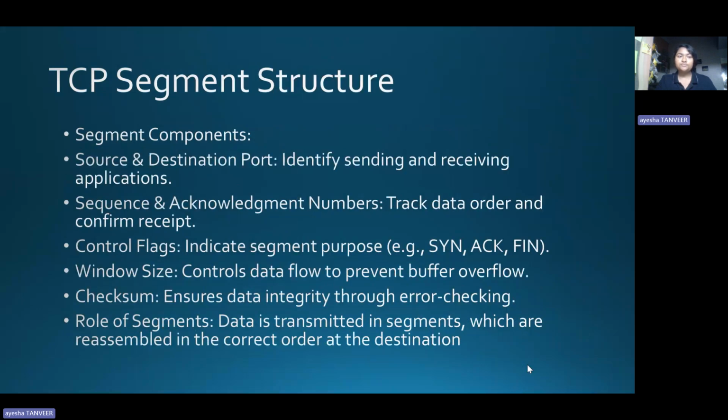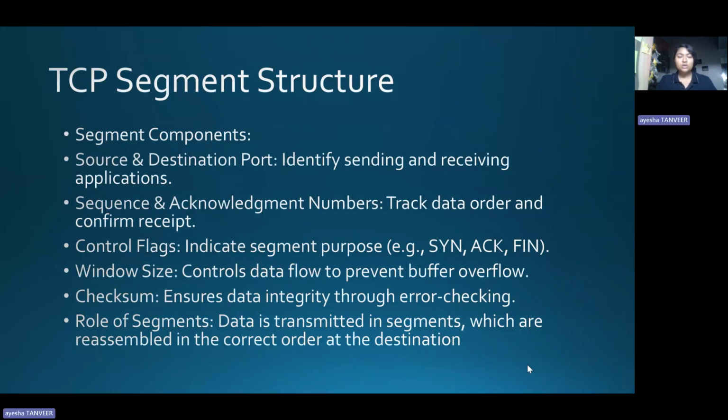TCP segment structure. Segment components. Source and destination port: identifying the sending and receiving application. Sequence and acknowledgement numbers: they track data in order and confirm receipt. Control flags: indicate the segment's purpose, for example SYN, ACK, and FIN.